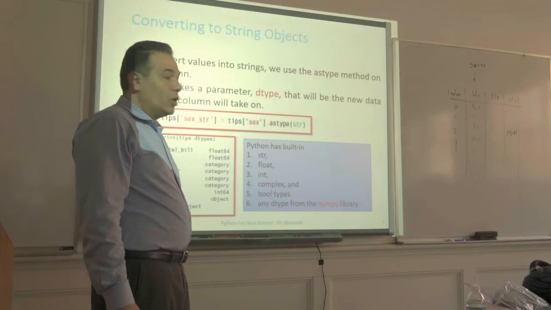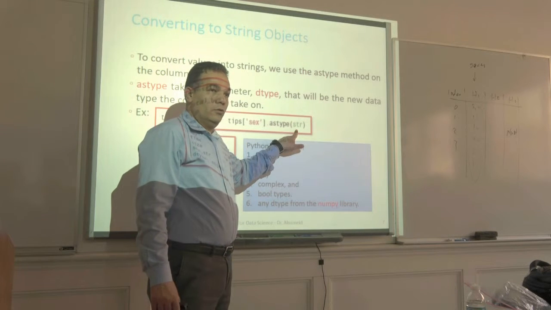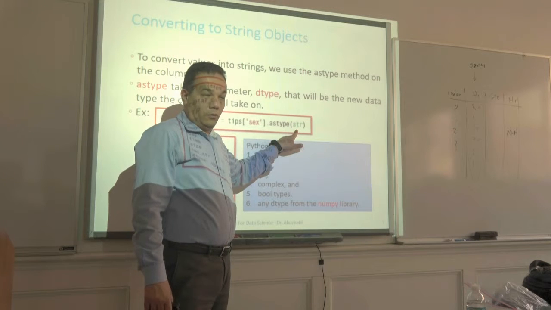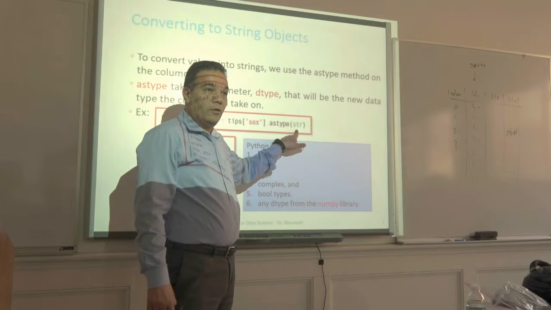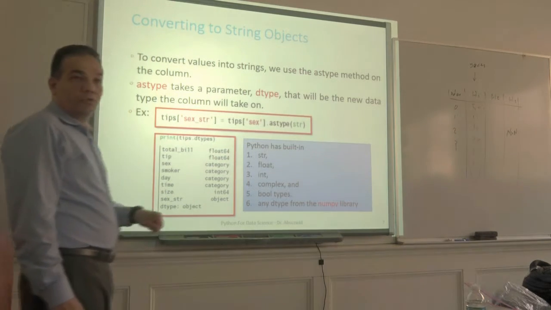Could I say astype integer? I could, but not for that example. What would it give me? An error. Why? Because the values are not integers.